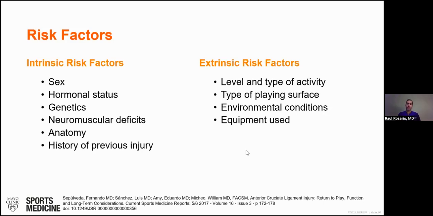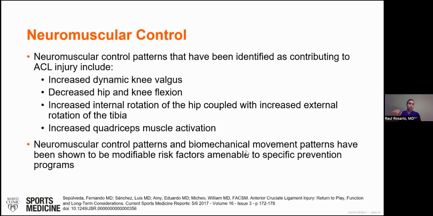And the equipment, also like the shoes. Before, the spikes were larger, and that increased the chances of having an ACL injury. So now they're a little bit smaller. Neuromuscular control is very important as part of the rehab process, and to evaluate the risk factors. Increased dynamic knee valgus, decreased hip and knee flexion, and increased internal rotation of the hips can be risk factors. Also increased quadricep muscle activation.